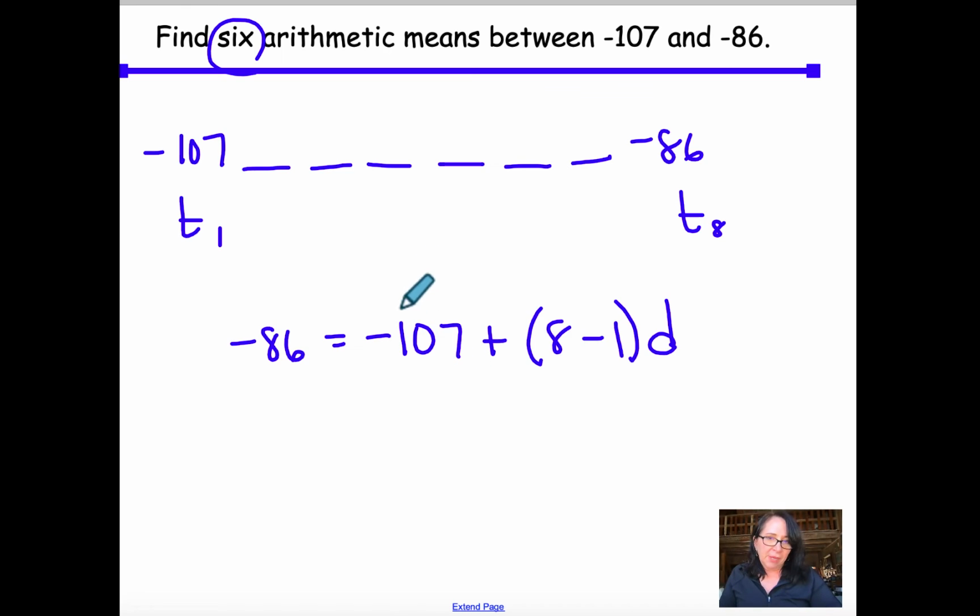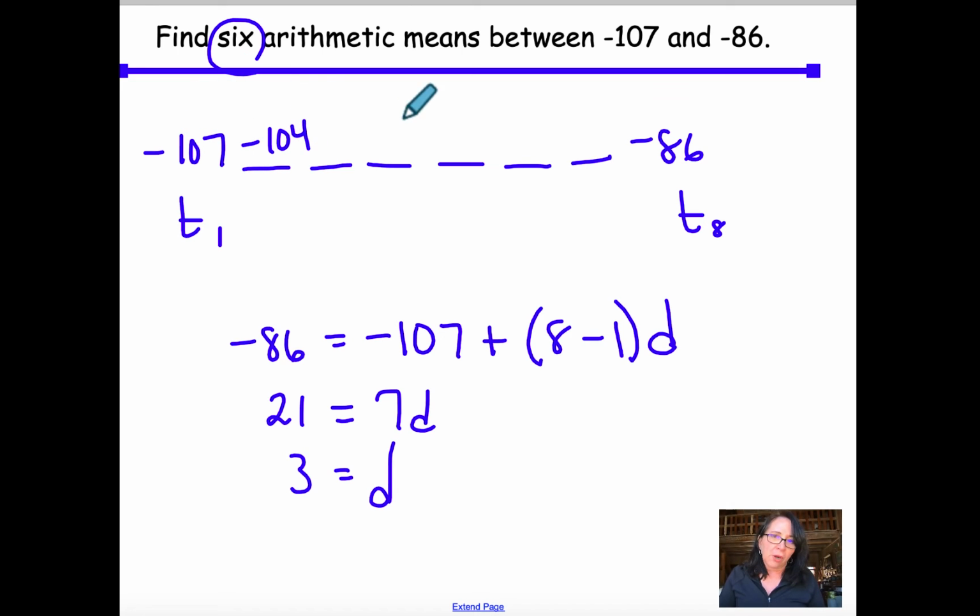So for this problem here, I need to add 107. So I'm using a scientific calculator, negative 86, then I'm going to add 107, and I'm going to get 21. So I get 21 is equal to 7D. So in this case, D is just equal to 3. So you're going to add 3. So adding 3 to negative 107 is negative 104. Adding 3 is negative 101.